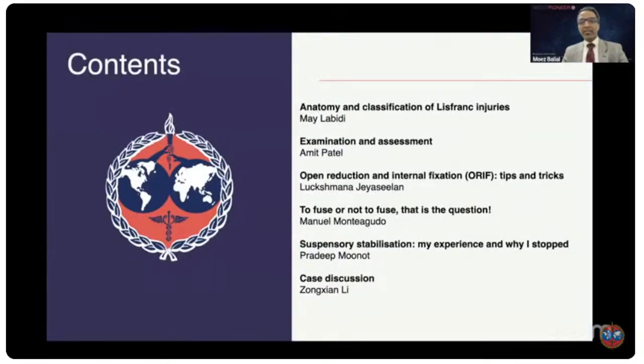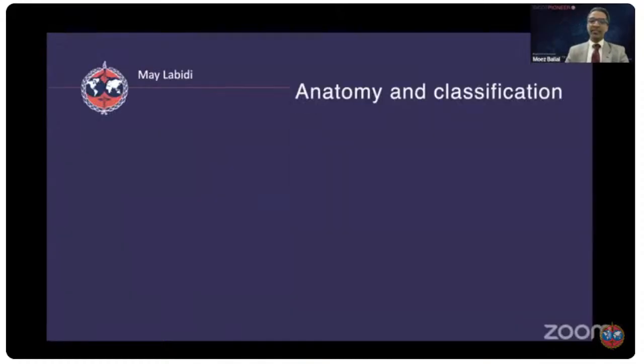We'll be covering a few topics. We're starting with anatomy and classification. Then we're going to go ahead with examination and assessment and open reduction into fixation, to fuse or not to fuse, that is the question. And then suspensory stabilization, the experience of Pradeep Moonot, and a case discussion. I'm going to quickly introduce the faculty.